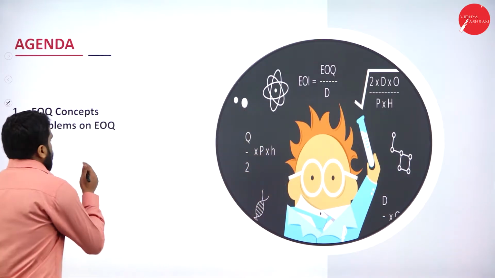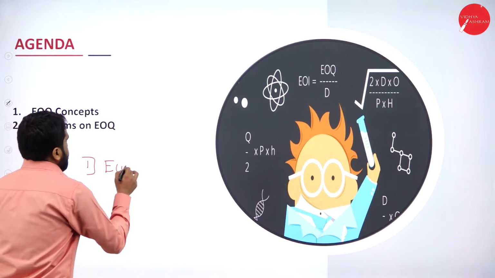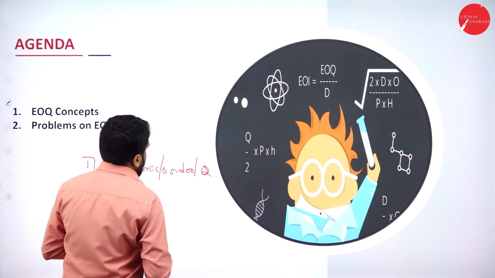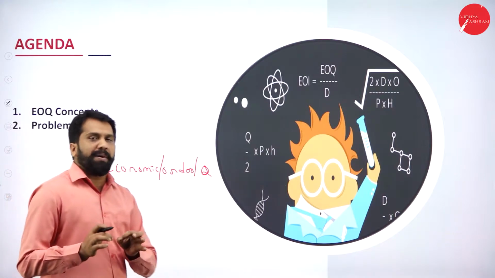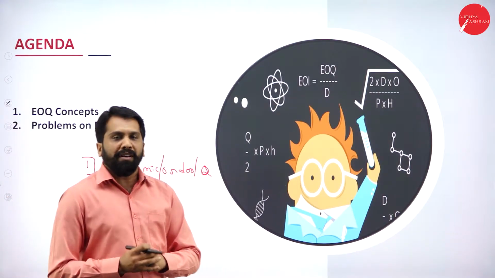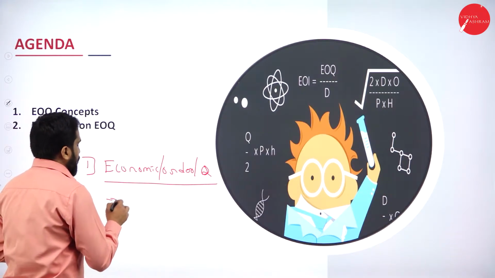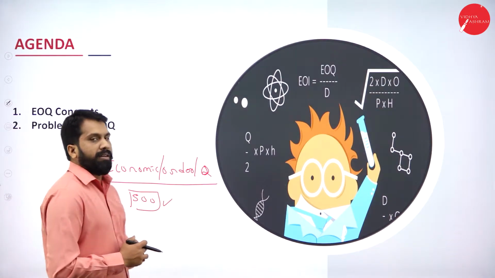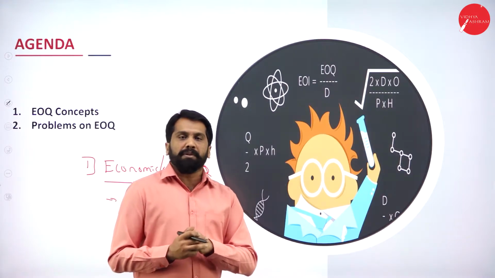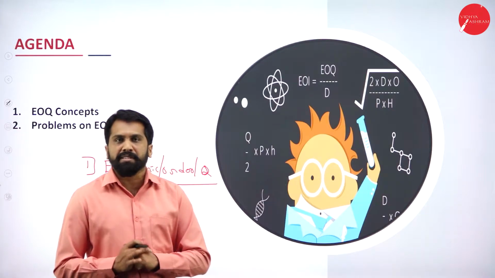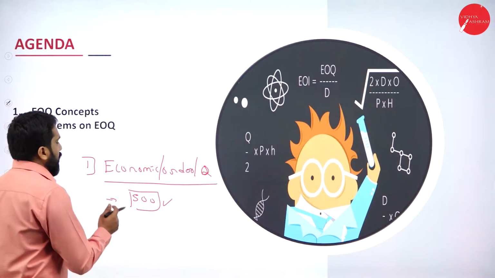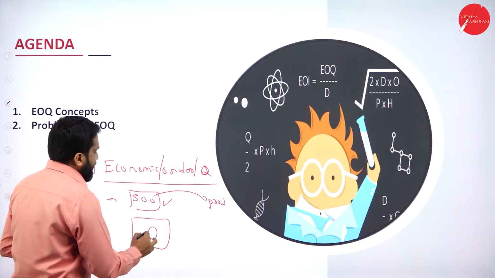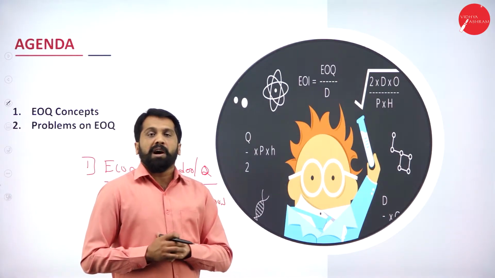Economic order quantity means the best quantity to order. For example, your requirement is 500 units. Every day you need 500 units to produce your goods. For your production purpose, you need only 500 units. But how much should you order? Now, 500 units you have given for production purpose. Now your godown has how much? Zero. How much do you have in the godown? Zero. Now, how much should you order?